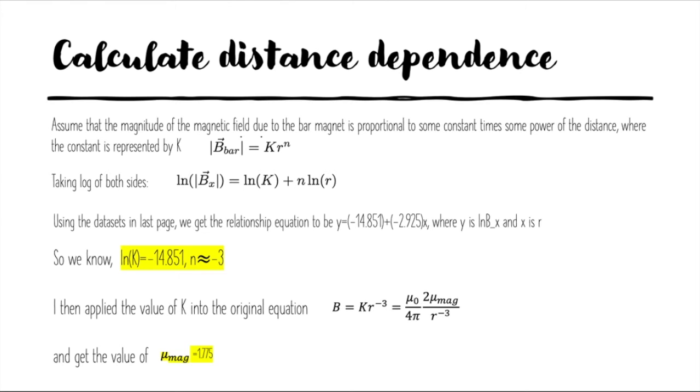I then apply the value of k into the original equation and get the value of μ mag equals 1.775.